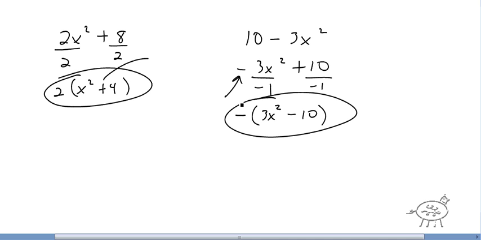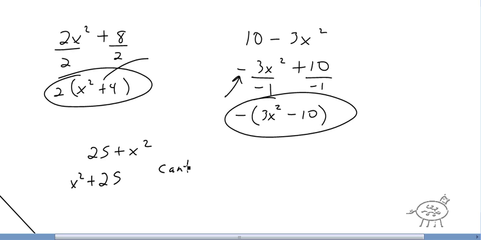If there's nothing you can do, like if I give you 25 plus x squared, well, you're going to put it in descending order. So you're going to have x squared plus 25. And there's nothing you can do with that. So this problem, even though you wrote it this way, you literally can say you can't factor. Because there's nothing to do. There's nothing to pull out of there. Okay.